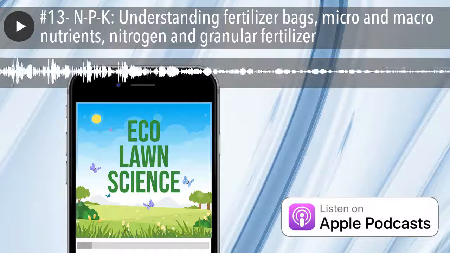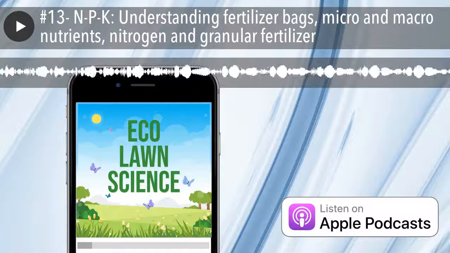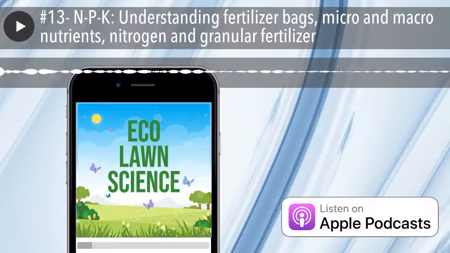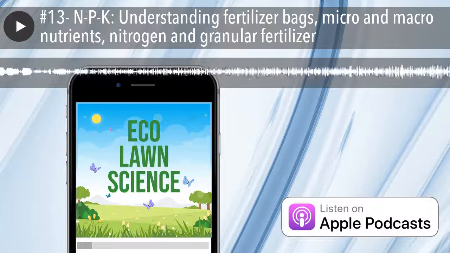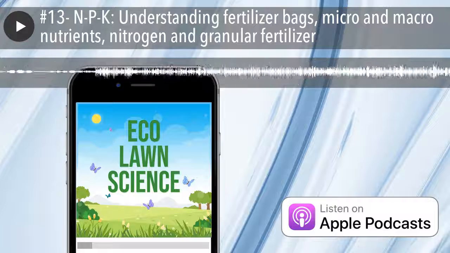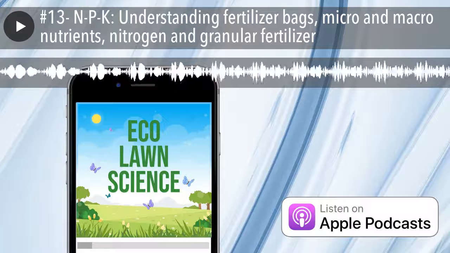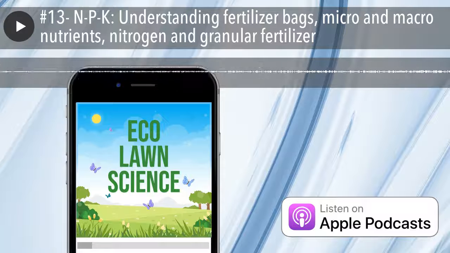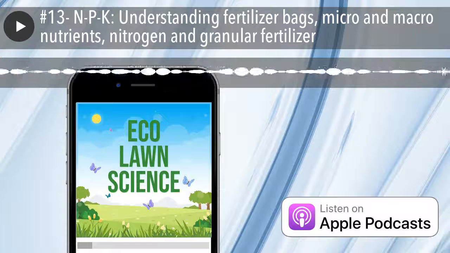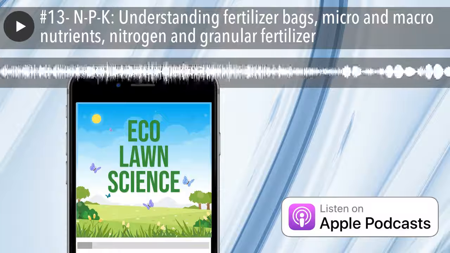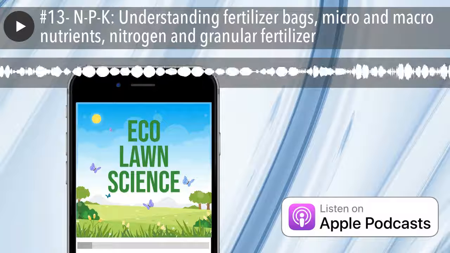So that's nitrogen. The second number that you'll find on the bag, it'll usually have a P on it, and that stands for phosphorus. Phosphorus plays a key role in early root growth. So, earlier on in the plant's life cycle, it hastens maturity, it stimulates blooming, and also helps with seed formation. So it matters when you're establishing a new lawn.